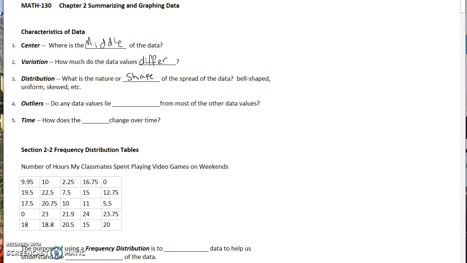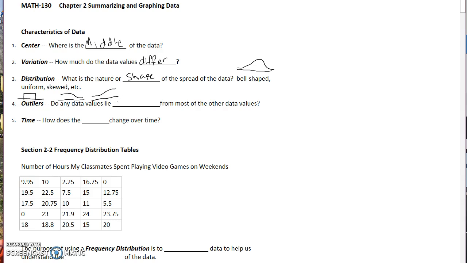Is it bell-shaped, which would look like something like this? Is it uniform? Again, we'll talk a little bit more about uniform distributions, but this is what a uniform distribution would look like. Or is the data skewed to the left or skewed to the right? A distribution like this is skewed to the right. We'll go over this later. And this would look like distribution that has data skewed to the left.